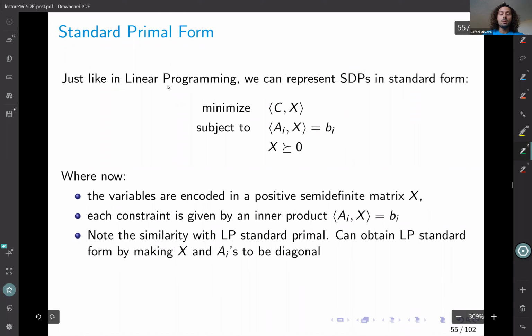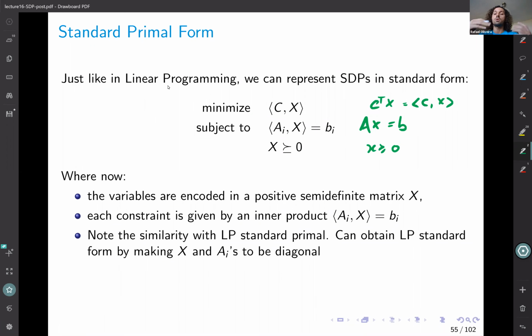Note the similarity with LP. The LP had AX equal to b, which is like every row, ai transpose x is equal to bi, and we had x greater or equal to 0. And here we have c transpose x, which is the same thing as the inner product of c and x, like in Euclidean space Rn. So we're doing exactly the same, putting them in the same standard form.